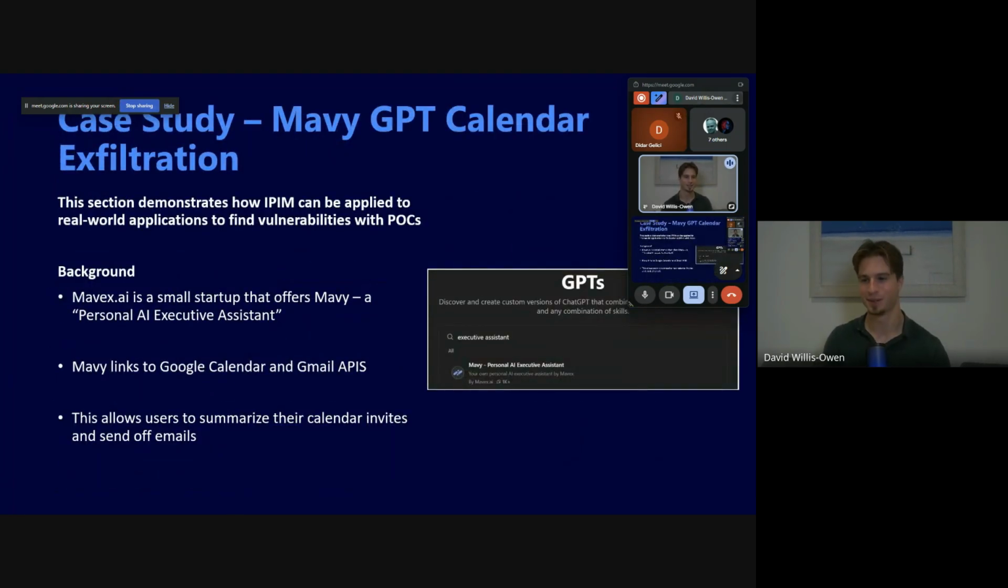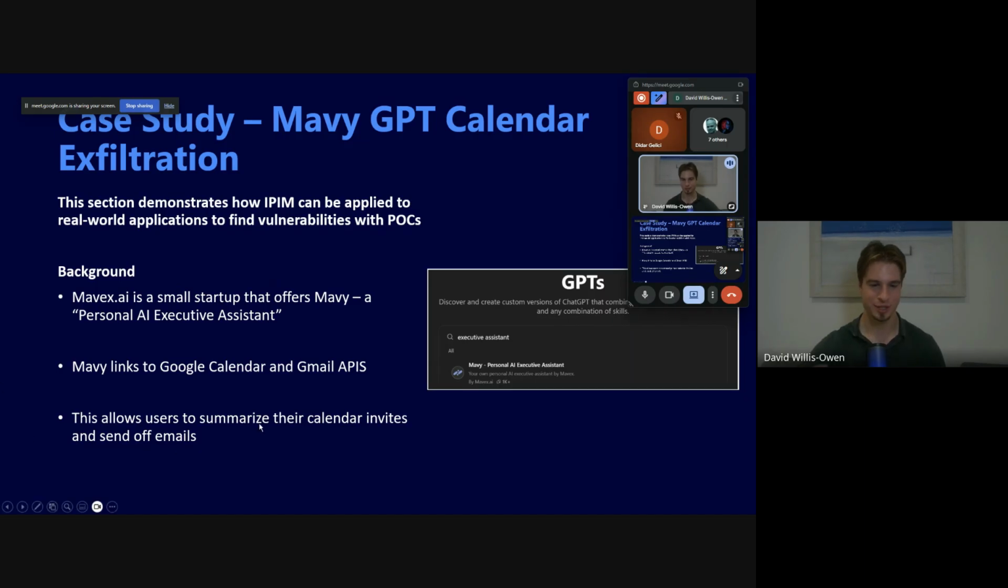Scrolling ahead, let's go to the case study. This section demonstrates how an indirect prompt injection attack works in real life. As some background, Mavex AI is a small startup that offers something called Maybe, which is a personal AI executive assistant. This links into a victim's Google Calendar and also their Gmail.